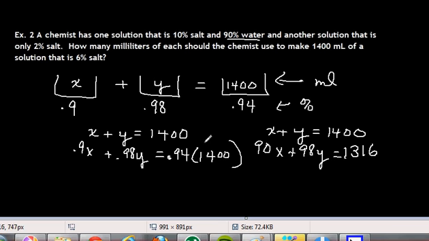And then you're just going to use elimination, or you could use substitution. I do believe your book uses substitution. So you can solve this one for x and put it in, and I'm not going to do all this problem, but that's the setup. So we're going to get y equals 700 milliliters, and x equals 700 milliliters. And that's your final solution.